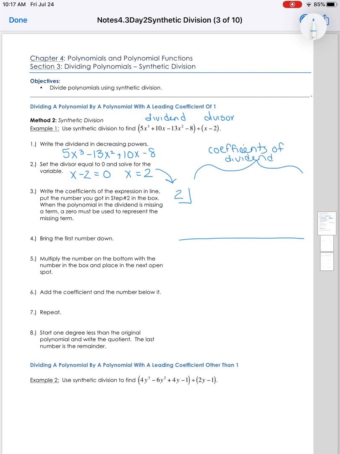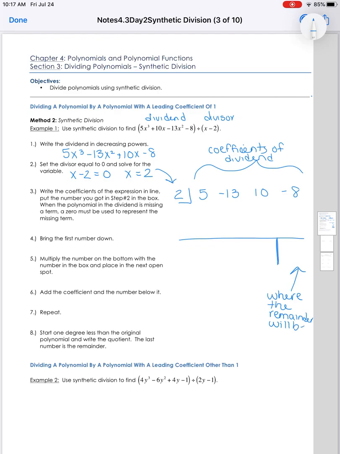And then what we're going to do is we're going to set up our format. So synthetic division usually looks like that. The number that goes in the little half box here is what we got from solving the divisor after we set it equal to 0. The numbers that go up here are the coefficients of your dividend.